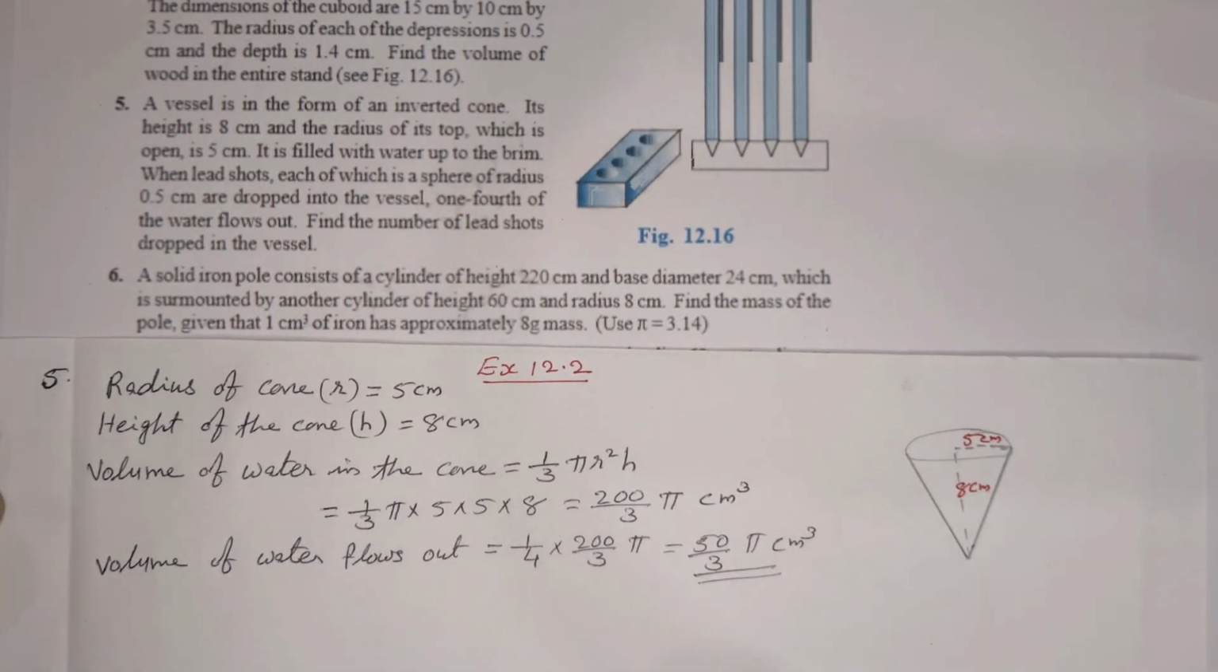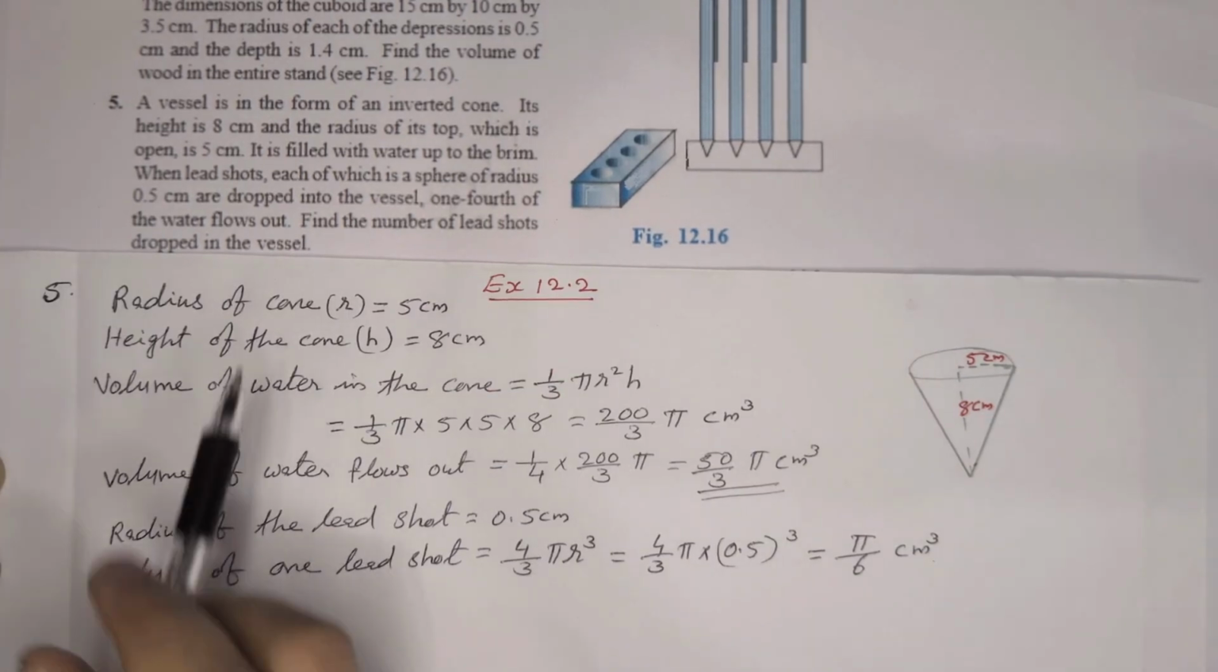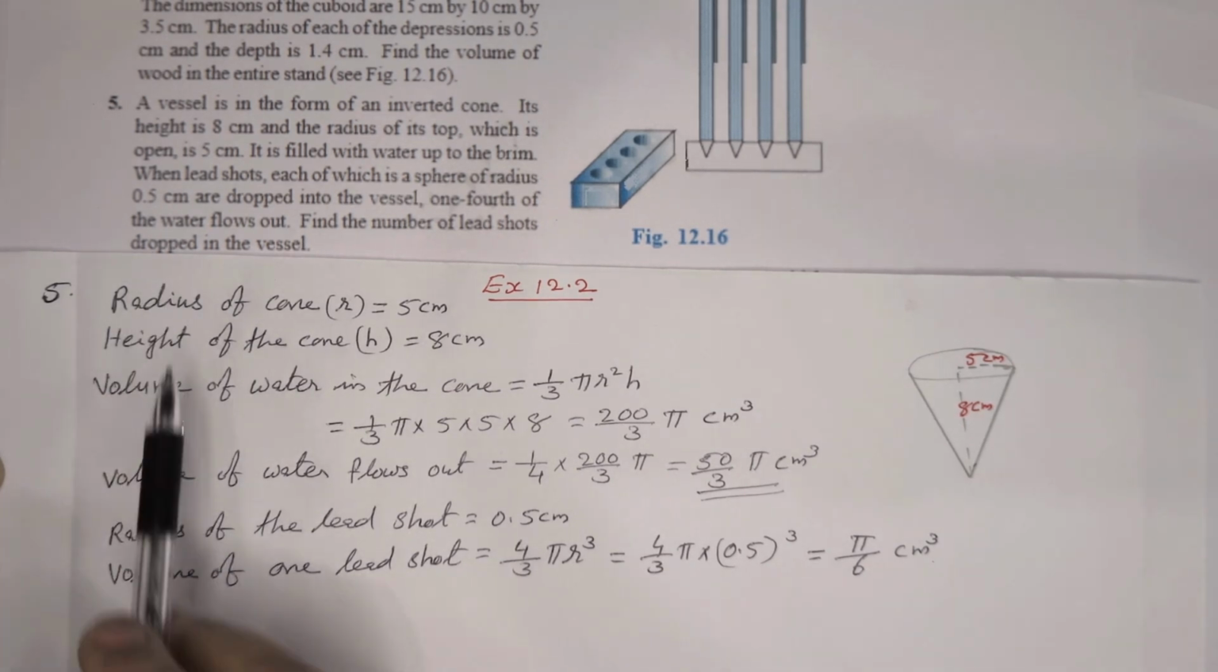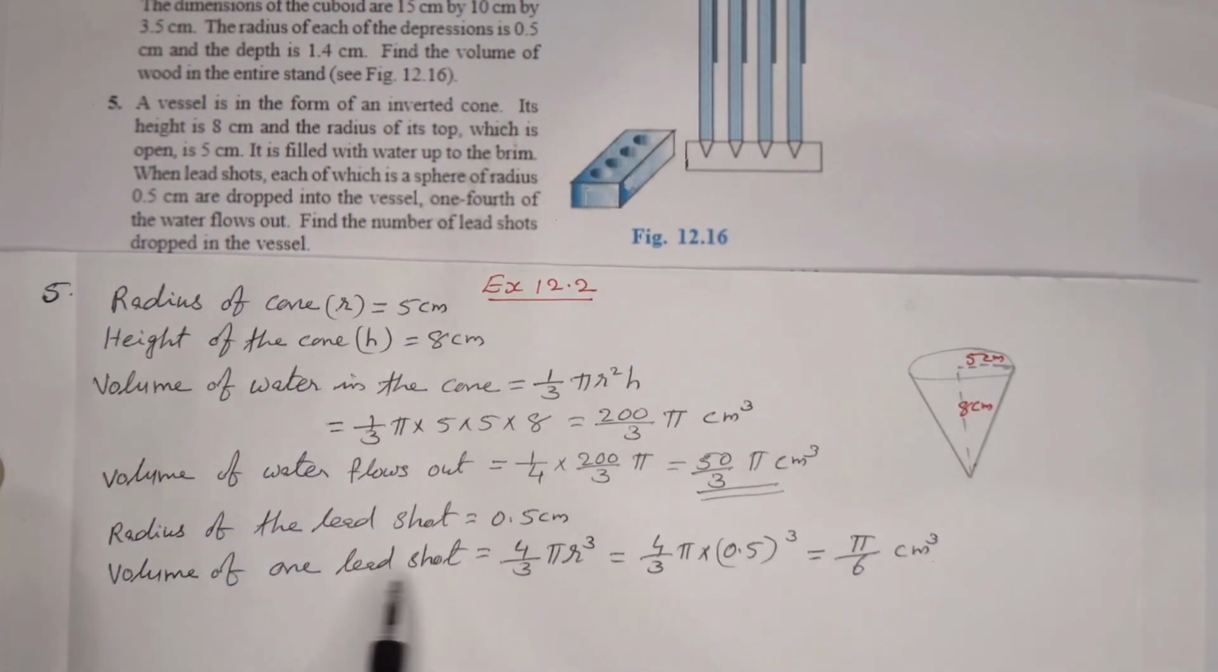Now we have to calculate the volume of the lead shots. Here the radius of the lead shot is given as 0.5 centimeter. It's a spherical shape, so the volume of one lead shot is equal to 4 by 3 pi r cube. So 4 by 3 into pi into 0.5 into 0.5 into 0.5. When we simplify, we get pi by 6 centimeter cube.